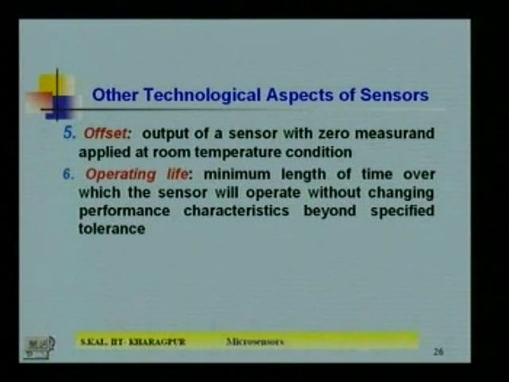When you make the calibration curve, if you package the complete sensor, you have to see whether you are reducing the offset to a minimum value or not. That is another important aspect when you are choosing a sensor. Next is operating life: the minimum length of time over which the sensor will operate without changing performance characteristics beyond specified tolerance, because every sensor will have a certain tolerance limit.